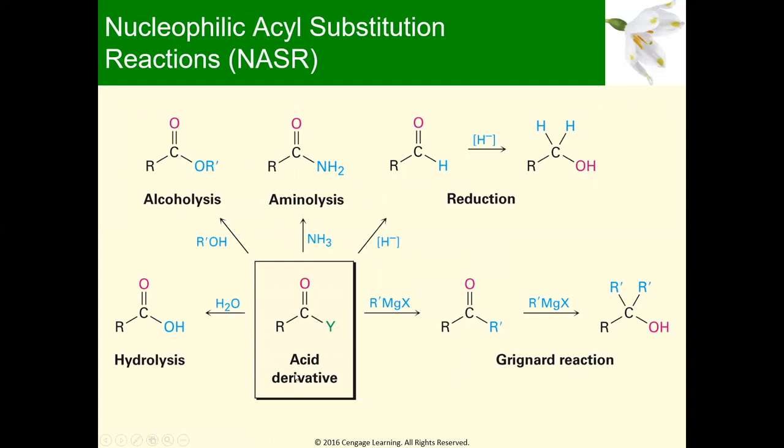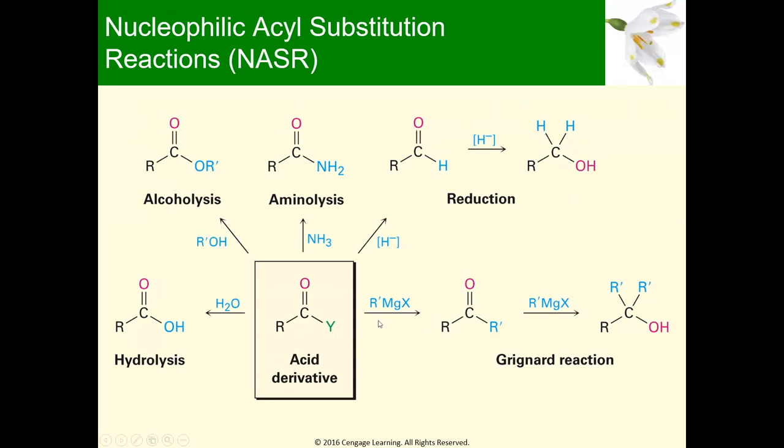If you start with an acid chloride or acid halide, they have certain names. If you react it with water, that's called hydrolysis, and you get the carboxylic acid. If you react it with an alcohol, it's called alcoholysis, and you get an ester. If you react it with an amine or ammonia, it's aminolysis, and you get an amide as your product. Okay, you can react it with a hydride, and that just reduces it to something less oxidized, like an aldehyde or an alcohol.